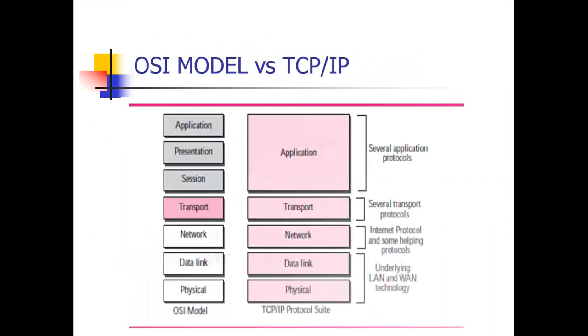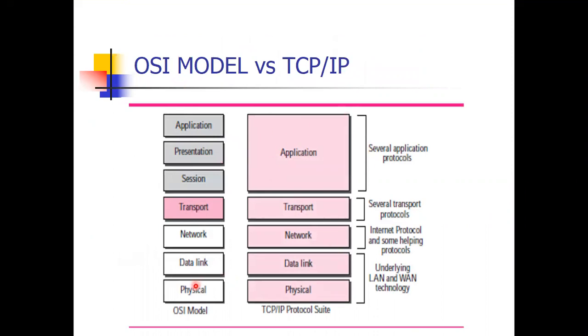Okay, so these are the outlines. First, we will see the difference between OSI and TCP/IP layer model. Then we will learn the TCP/IP model layer wise. This is Open System Interconnection model versus Transmission Control Protocol of the Internet Protocol.